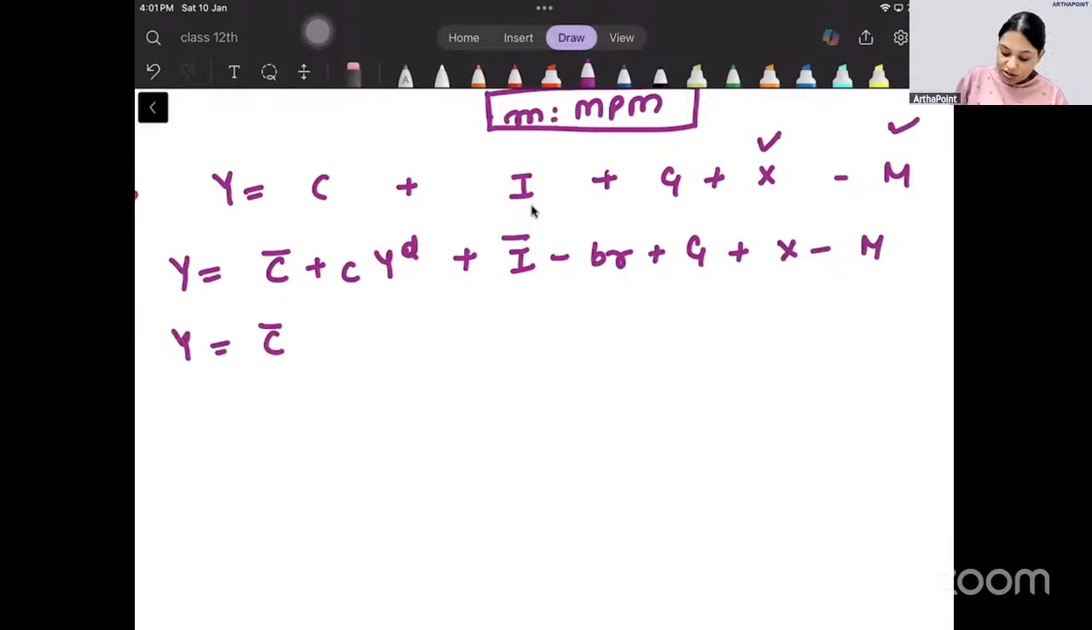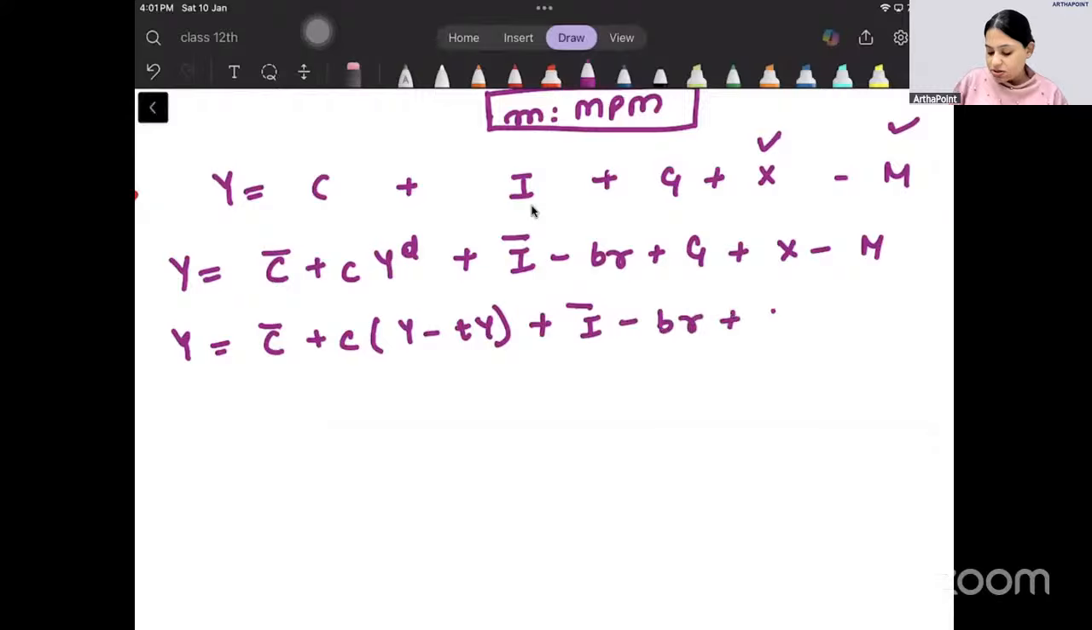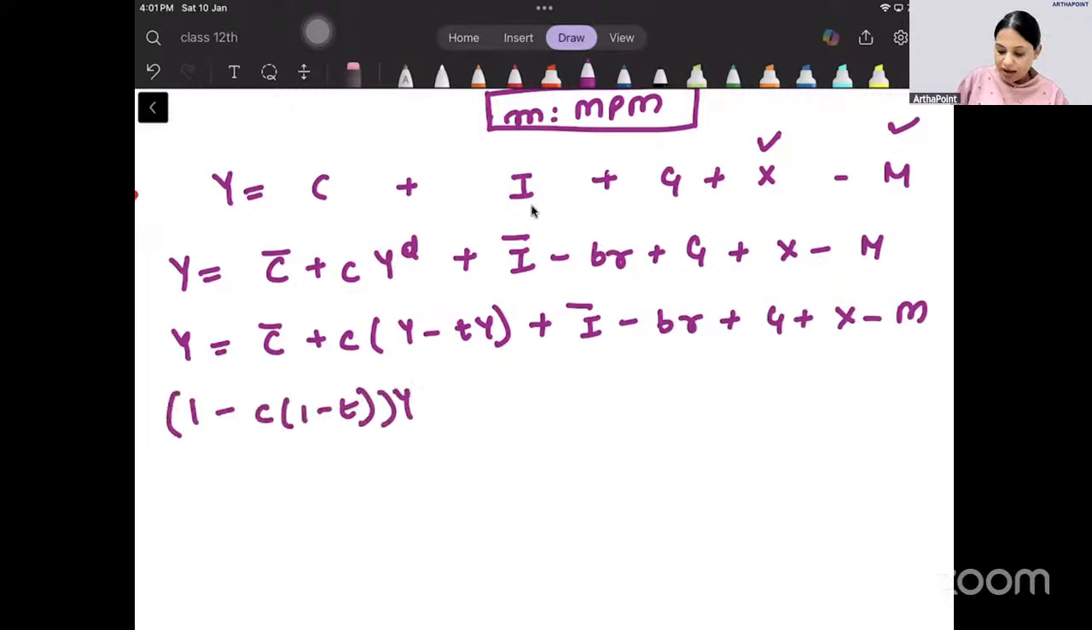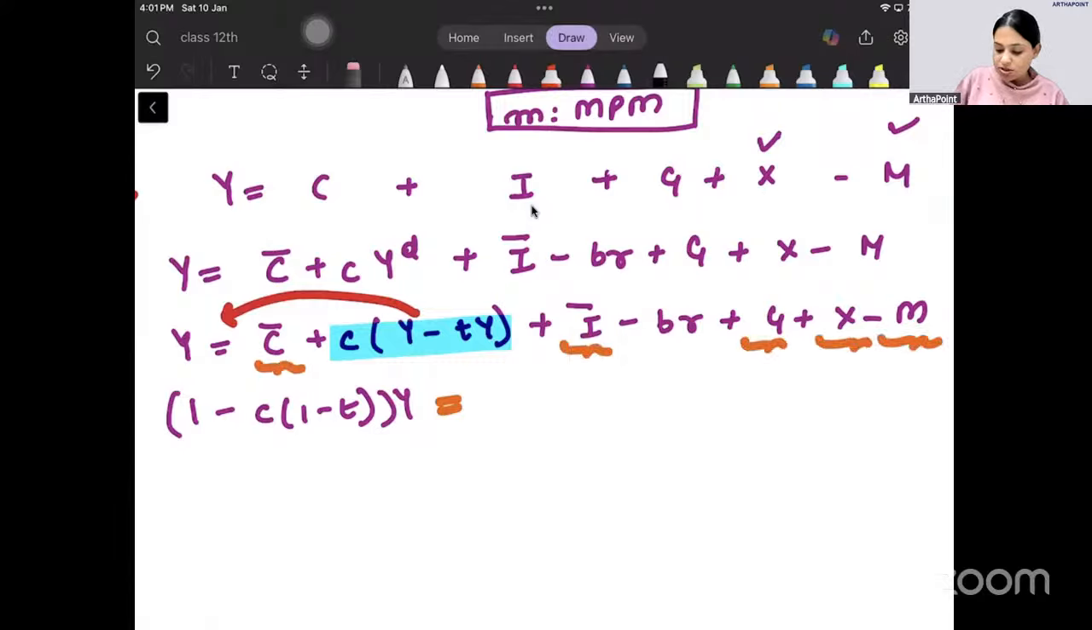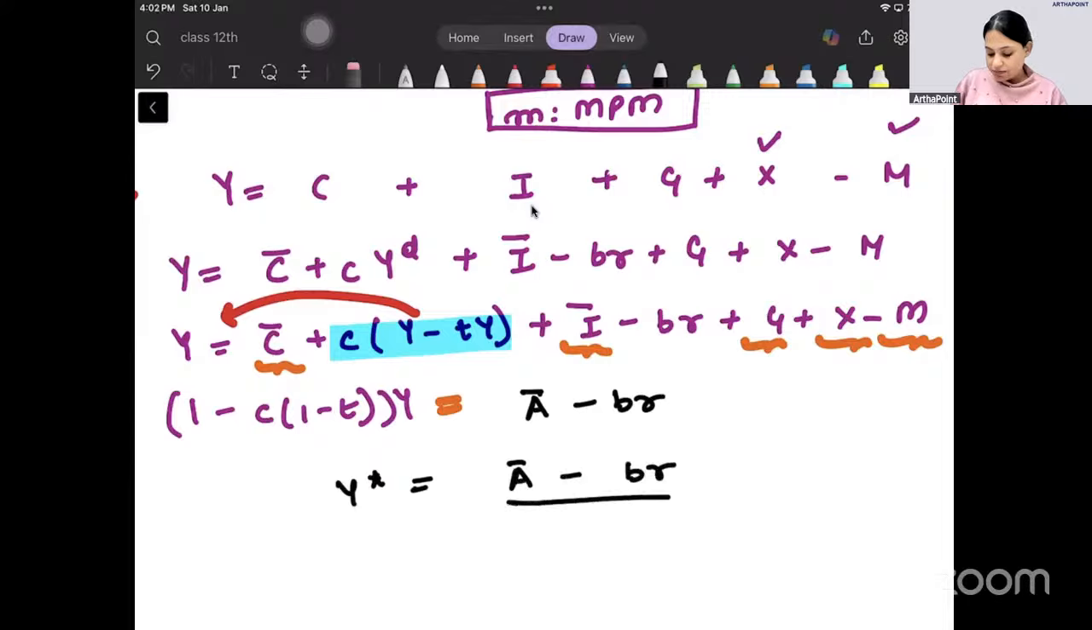Y is equal to c bar plus c, and in place of Yd I will assume there are taxes, plus I bar minus br plus g plus x minus m. 1 minus c, 1 minus t, y, I have taken here is equal to, these are autonomous. So a bar minus br. So y will be a bar minus br upon 1 minus c, 1 minus t.